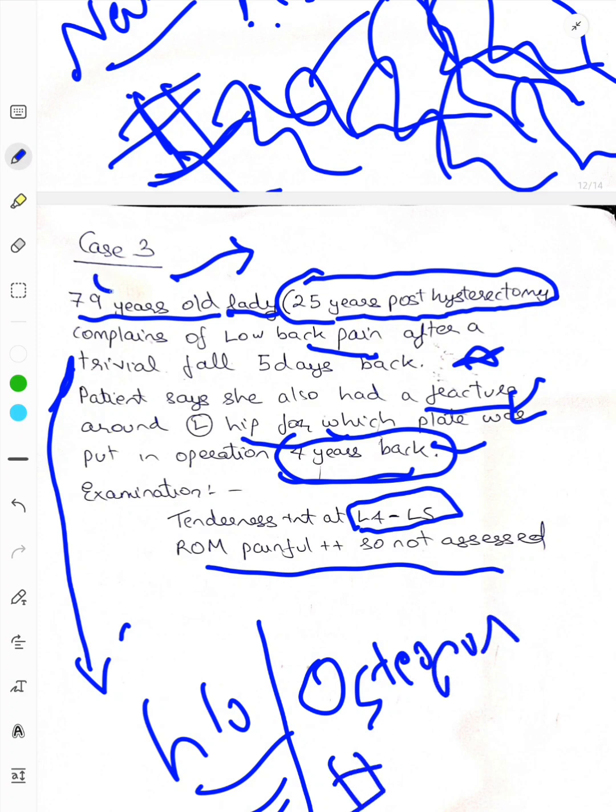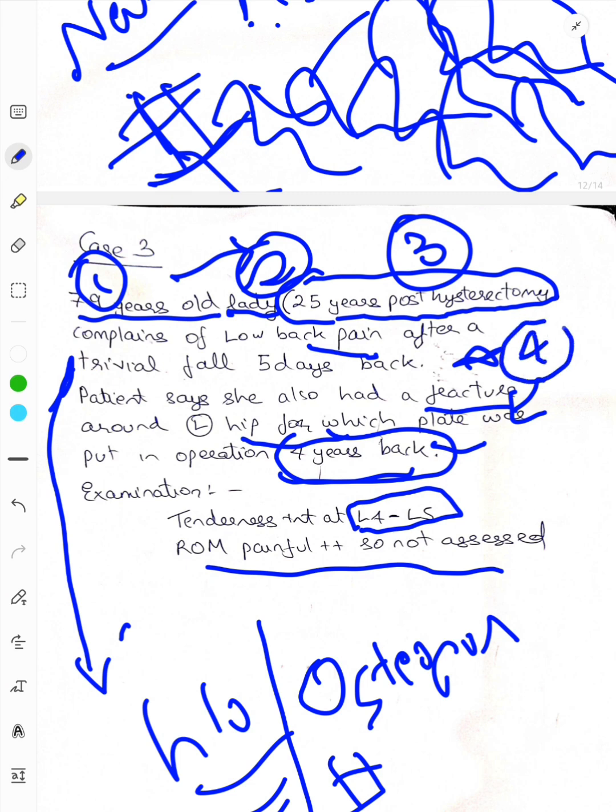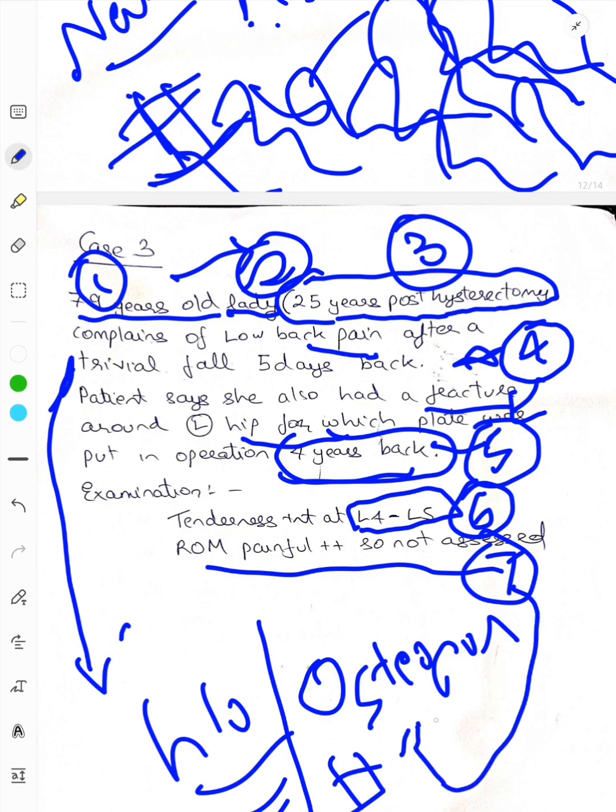Right? So the first thing is a 79 years old lady, old age, female sex, 25 years post hysterectomy. Acute presentation post a trivial fall. History of multiple fractures in the past. Midline tenderness present. ROM painful. All these 7 factors are clinching to the diagnosis of osteoporotic fracture.